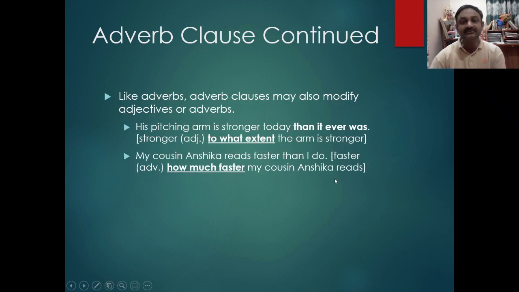Like adverbs, adverb clauses may also modify adjectives or adverbs. His pitching arm is stronger today than it ever was. Stronger is the adjective, and the clause tells to what extent the arm is stronger. He wants to convey that message only. My cousin Anshika reads faster than I do. So faster here is an adjective, and how much faster my cousin Anshika reads, that is what he wants to convey.